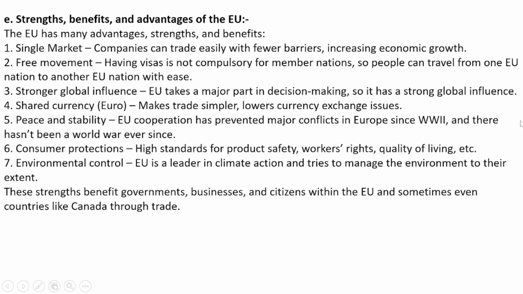Now we will talk about the strengths, benefits, and advantages of the European Union. One is single market, so the member nations can easily trade with fewer barriers. Second is free movement. You don't really require visas, so people can travel here and there for studies and work related purposes, or even for traveling with ease. There's not much of a problem in that.